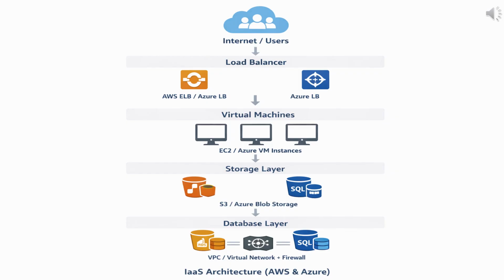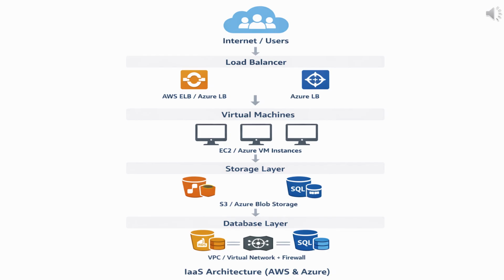Let's understand the example of IaaS using this slide. We are going to understand an important cloud concept called infrastructure as a service. In simple terms, cloud providers like Amazon Web Services and Microsoft Azure provide servers, storage, and networking over the internet. Instead of buying physical servers, companies can rent infrastructure from the cloud.